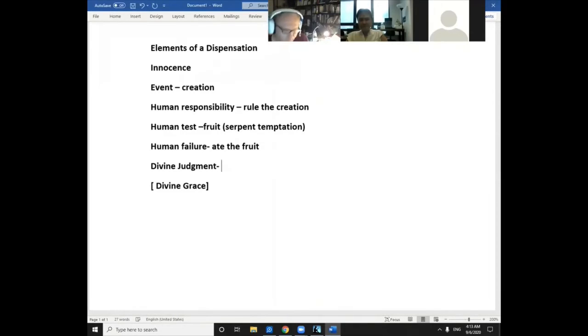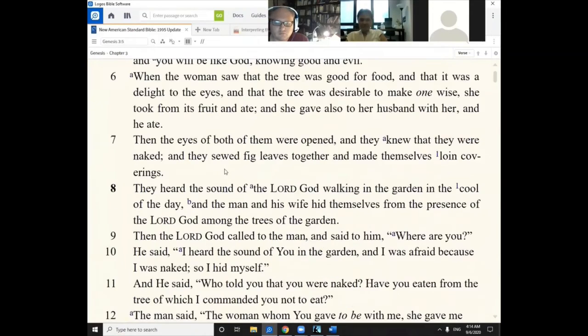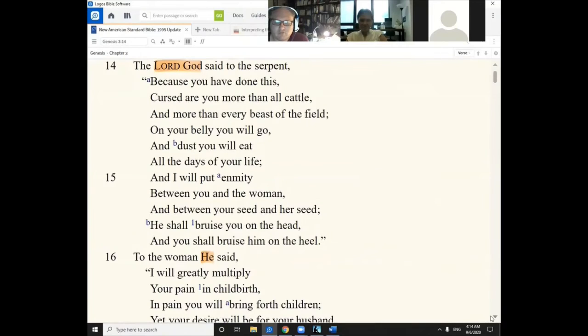What was the judgment? Get out from the garden. Okay, so they were expelled. Anything else? What did God tell the serpent? Let's look at the passage. So God is holding them accountable. Start reading at verse 14.